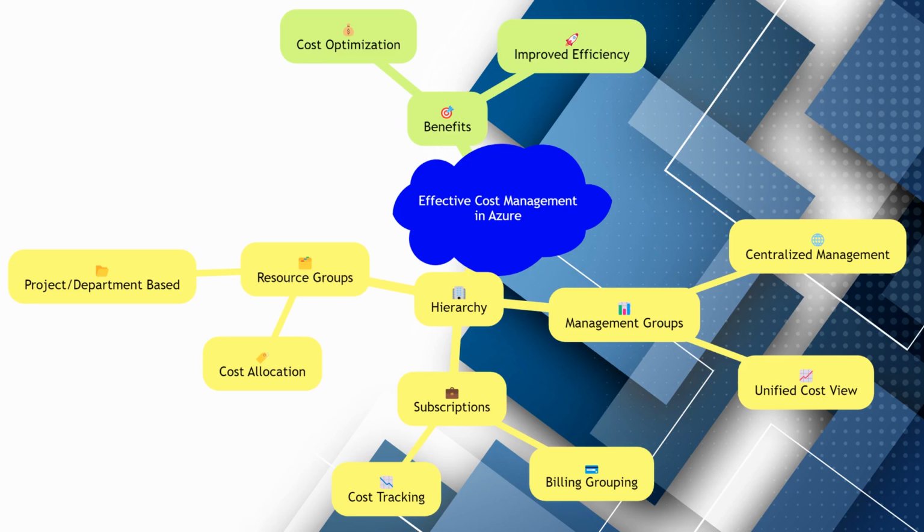Effective cost management is a critical aspect of Azure Resource Management. By using the hierarchy of management groups, subscriptions, and resource groups, organizations can track and manage costs more effectively. Subscriptions provide a way to group resources based on billing and usage policies, allowing for better cost tracking and management. Management groups enable centralized cost management across multiple subscriptions, providing a unified view of costs and usage. Resource groups allow for cost allocation based on specific projects or departments. By leveraging this hierarchical structure, organizations can optimize costs and improve overall efficiency.